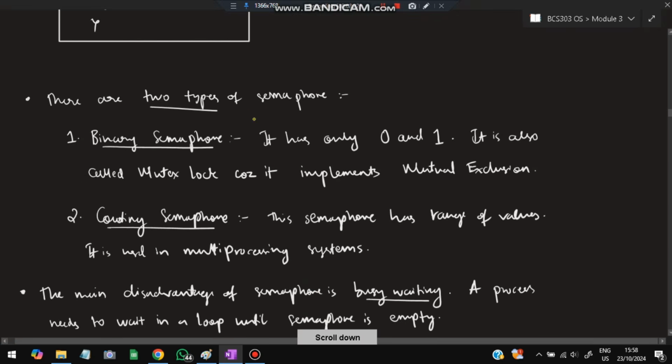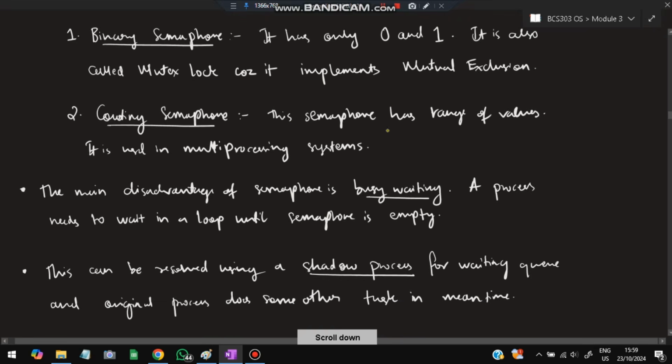Now there are two types of semaphore: binary semaphore and counting semaphore. What do you mean by binary semaphore? It has only values 0 and 1. 0 means locked, 1 means not locked. It is also called a mutex lock. Mutex means mutual exclusion. It implements mutual exclusion because of 0 and 1, at one time only one process can be executing. That is called a binary semaphore.